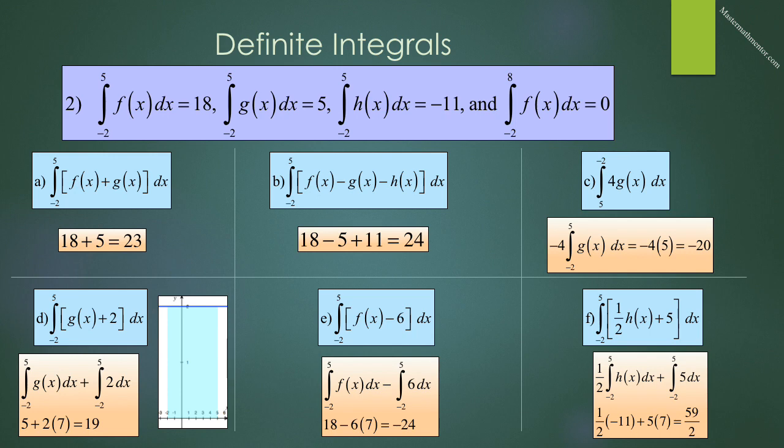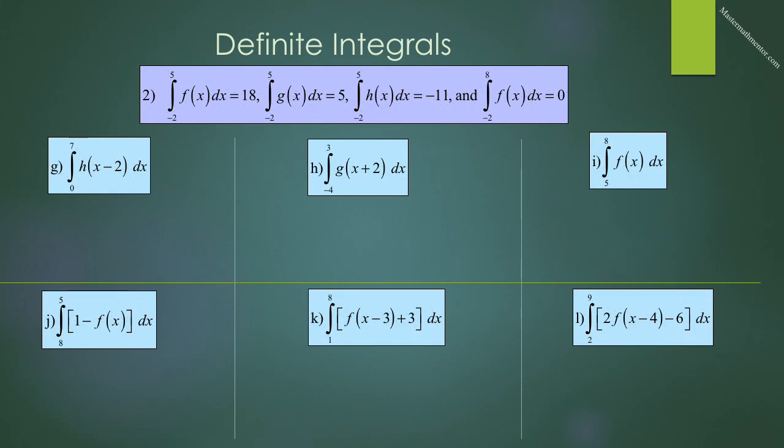F reads the integral from negative 2 to 5 of 1/2 h of x plus 5 dx. So we can write this as 1/2 the integral from negative 2 to 5 of h of x dx plus the integral from negative 2 to 5 of 5 dx. So we have 1/2, that integral from negative 2 to 5 of the h function is negative 11. And again, realize that the integral from negative 2 to 5 of 5 dx is simply a rectangle with height 5 and base 7. So our answer is 1/2 times negative 11 plus 35, and the answer is 59 over 2.